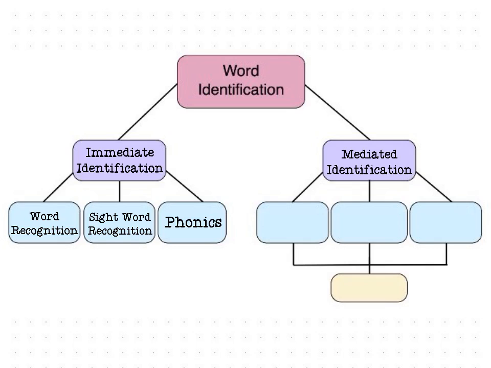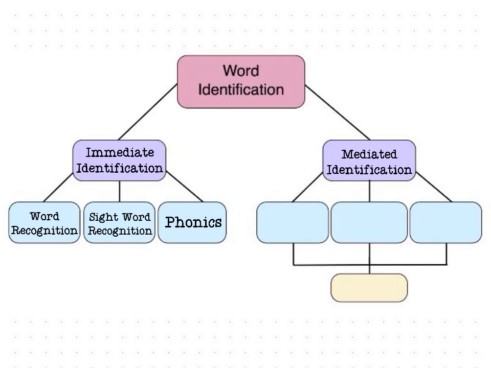Now, the last category under immediate identification is phonics. And phonics is actually a strategy students use, but they must have phonics skills in place to immediately identify words. And so, although they may not know a word, they can figure it out very quickly because they know the phonics pattern of the word.